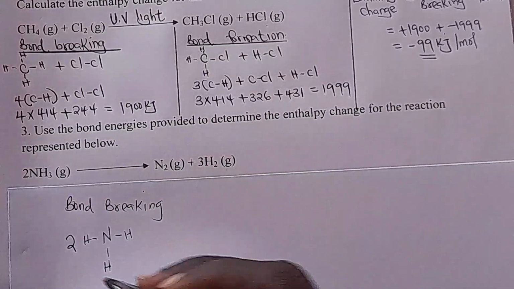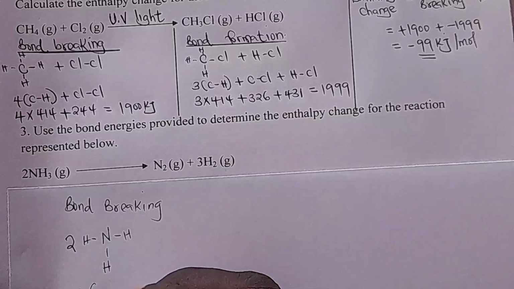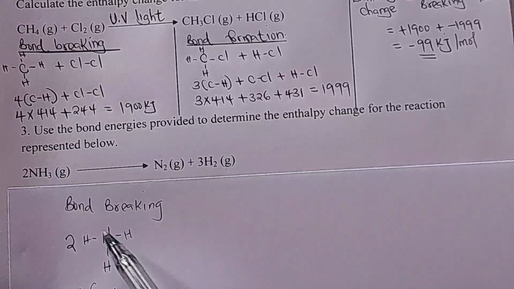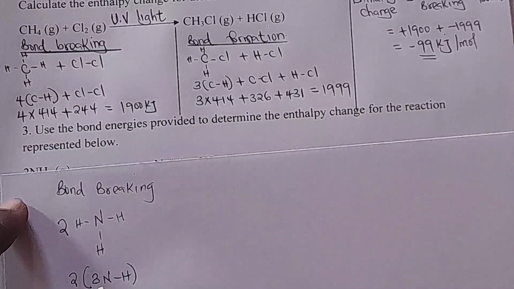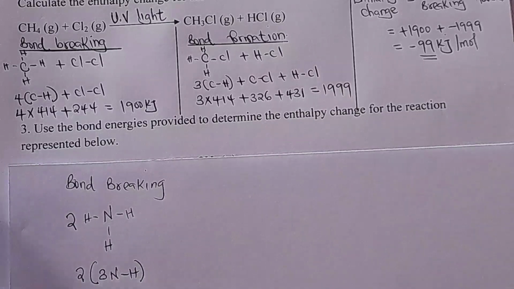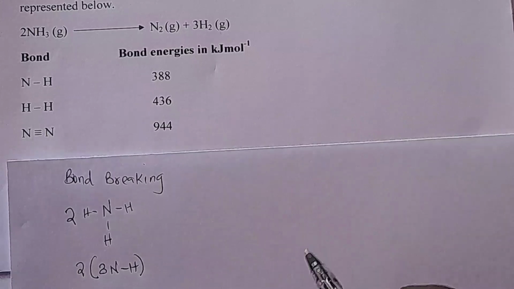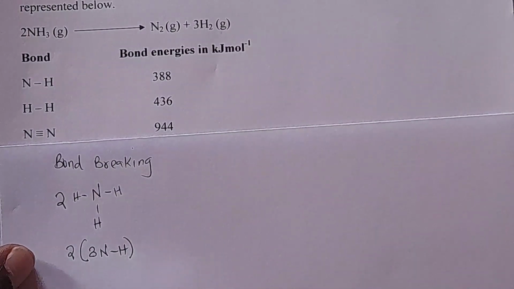To simplify it, we are going to have 2 bracket, then 3 of nitrogen to hydrogen bond. Check: nitrogen to hydrogen, nitrogen to hydrogen, nitrogen to hydrogen. So that's now 3 of nitrogen to hydrogen bond. Okay, let's move. Next, let's get the energy for that bond breaking.